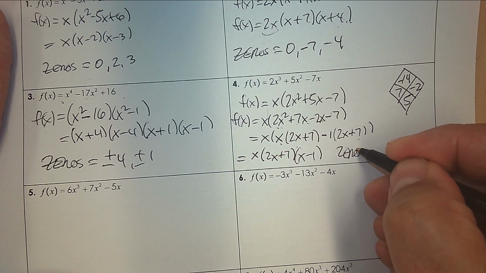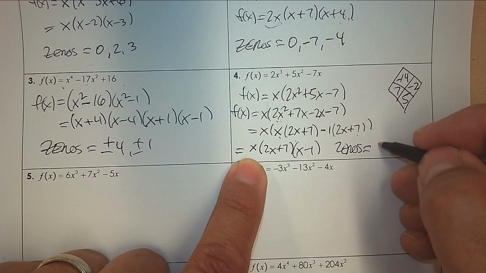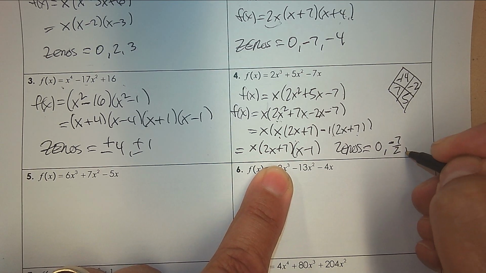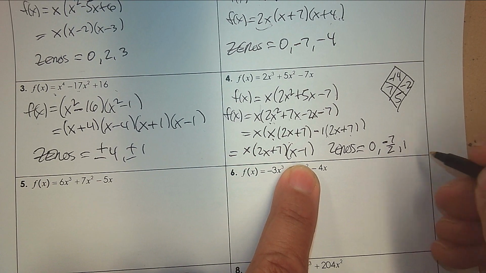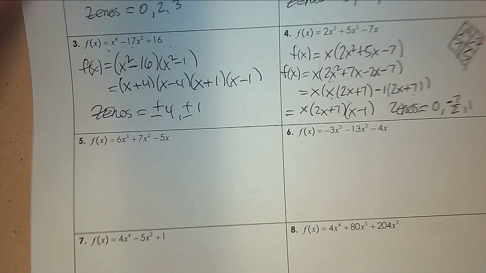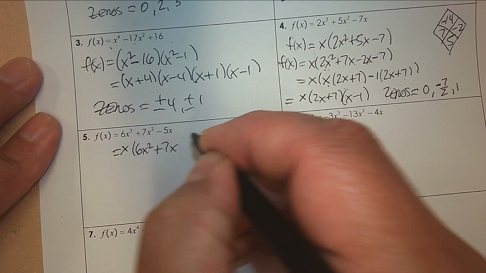So then what are the zeros? The monomial in front gives me 0. The next one is not -7, but -7 divided by 2. The next one is +1. Number 5, can you factor? So they have an x in common. That's 6x squared plus 7x minus 5.